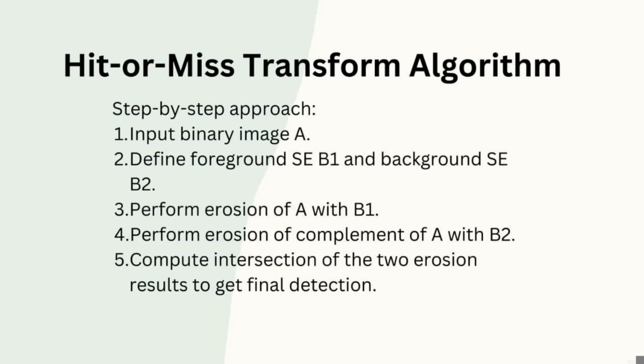Now we will be learning the algorithm of the hit or miss transform. Step-by-step approach. Input binary image A. Define foreground SE B1 and background SE B2. Perform erosion of A with B1. Perform erosion of complement of A with B2. Compute intersection of the two erosion results to get final detection.